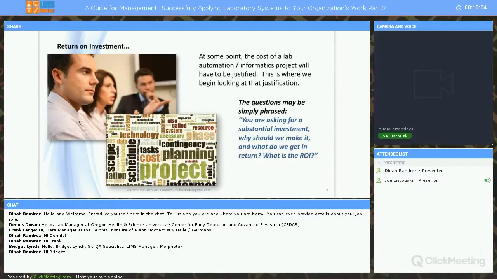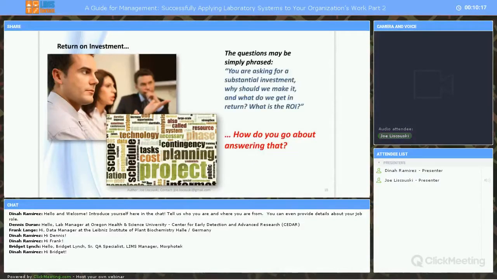They may have concerns about the likelihood of success of the project. Lab information technology projects have a reputation, sometimes deserved, for cost overruns and schedule issues. How is your project going to be different? How do you go about answering that?